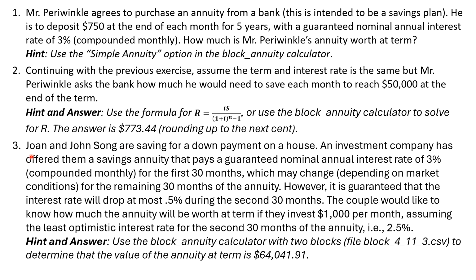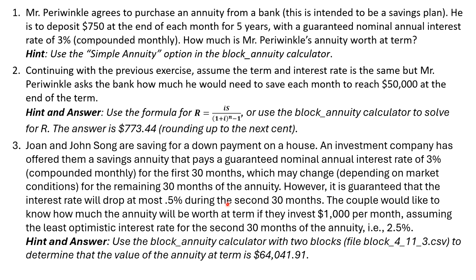Then we have a third problem on this slide. Joan and John Song are saving for a down payment on a house. An investment company has offered them a savings annuity that pays a guaranteed nominal annual interest rate of 3% for the first 30 months, compounded monthly, which may change depending on market conditions for the remaining 30 months of the annuity. However, it is guaranteed that the interest rate will drop at most 0.5% during the second 30 months.